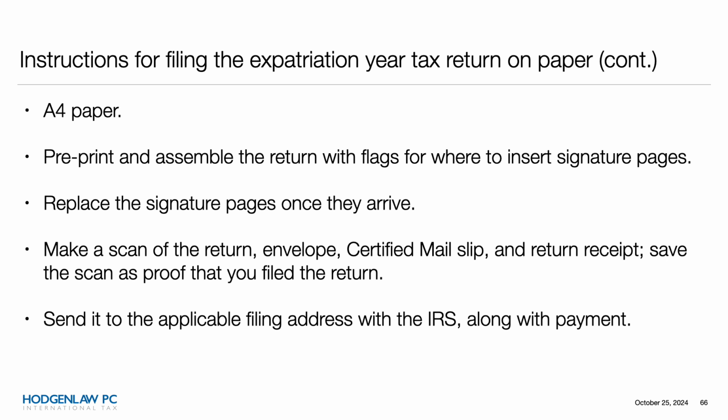You'll need to pre-print and assemble the return. I put in little flags for where to insert the signature pages. Then you get your signature pages in the mail from the client. Just replace those pages in the return you printed out. Make a scan of everything, the return, the envelope, certified mail slip, and the return receipt once you get it back, and save the scan as proof that you filed the return. Send it along to the applicable filing address with the IRS, along with payment, of course.